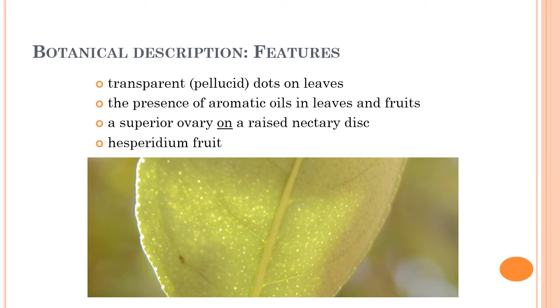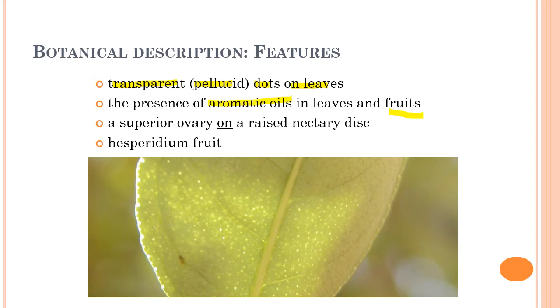Okay, so let's talk about orange a little bit in terms of botany. What makes the orange or the citrus? It has these dots in the leaves. Okay, they are transparent, pellucid dots on the leaves. It's very characteristic of citrus. You don't see this in other species. It's only in citrus. And if you squeeze the leaf of any citrus plant, lime or orange or anything, you will smell the aromatic oils in these leaves. And the same thing is also found in the skin of the fruit. The same glands are also found there.